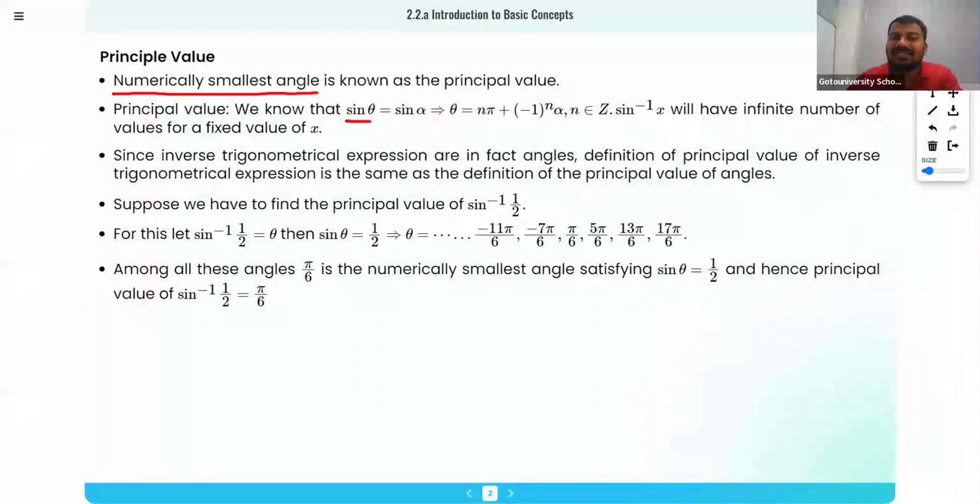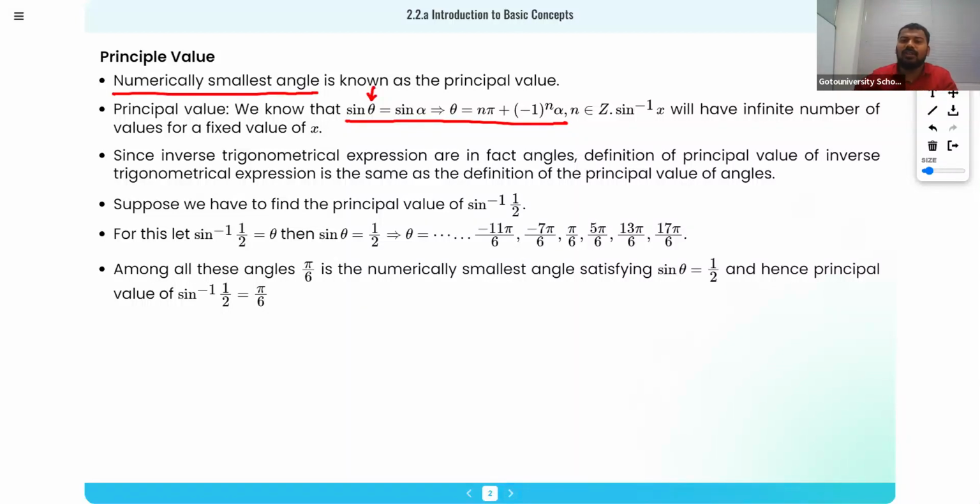Principal value, we have got one standard definition here, which is sine theta. If I write sine theta as sine alpha, then theta is nothing but n pi plus minus 1 to the power n into alpha. It depends on how many times pi you take. We are going to rarely use this, because whatever shortcuts we have applied, we'll be able to tackle with respect to that. But yes, when you write in the CBSE board, it's always better you write down this definition over there. Definition of principal value is very, very important, so that you will get complete marks over there.